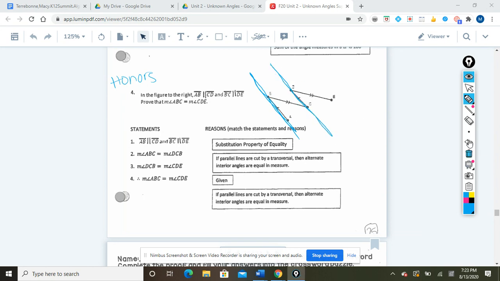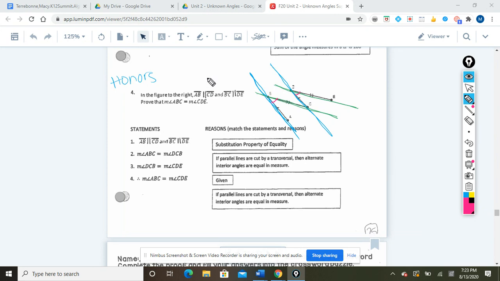So this is one set of parallel lines. And then BC is parallel to DE. That's another set of parallel lines. It wants me to prove that angle ABC, who's right here, is congruent or measures equal to CDE, which is right here. Okay, so first it says AB is parallel.